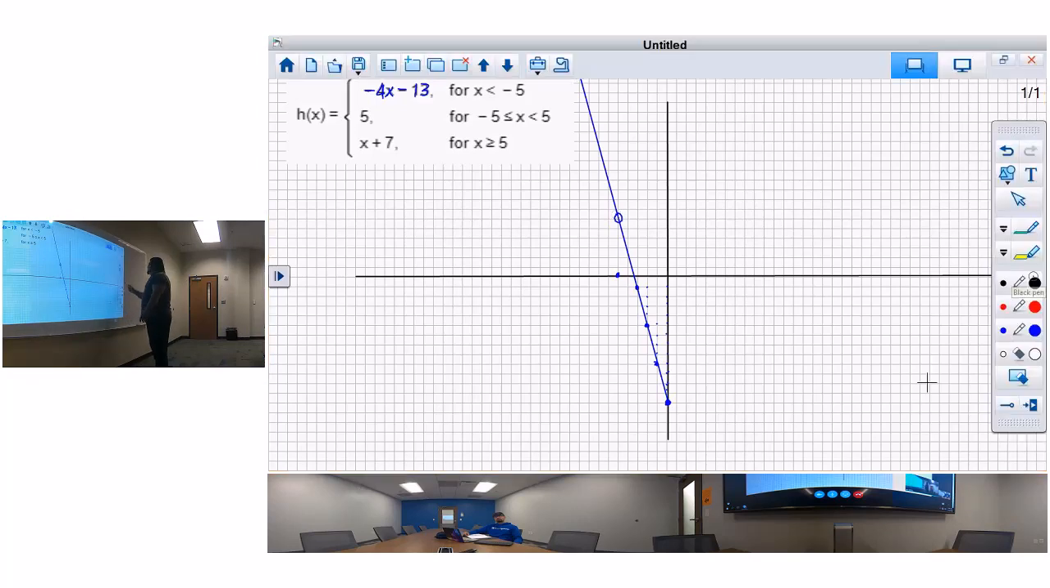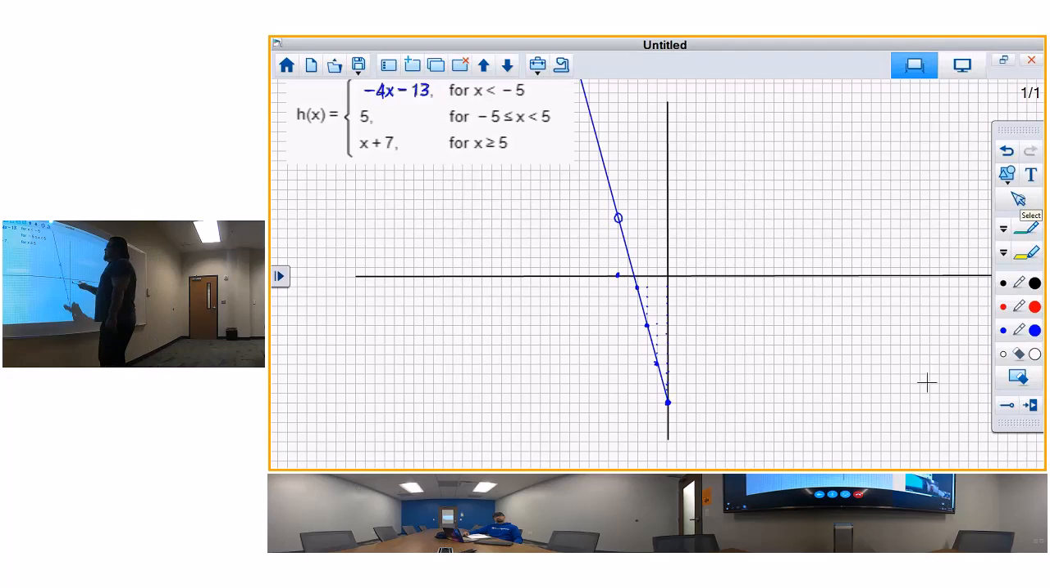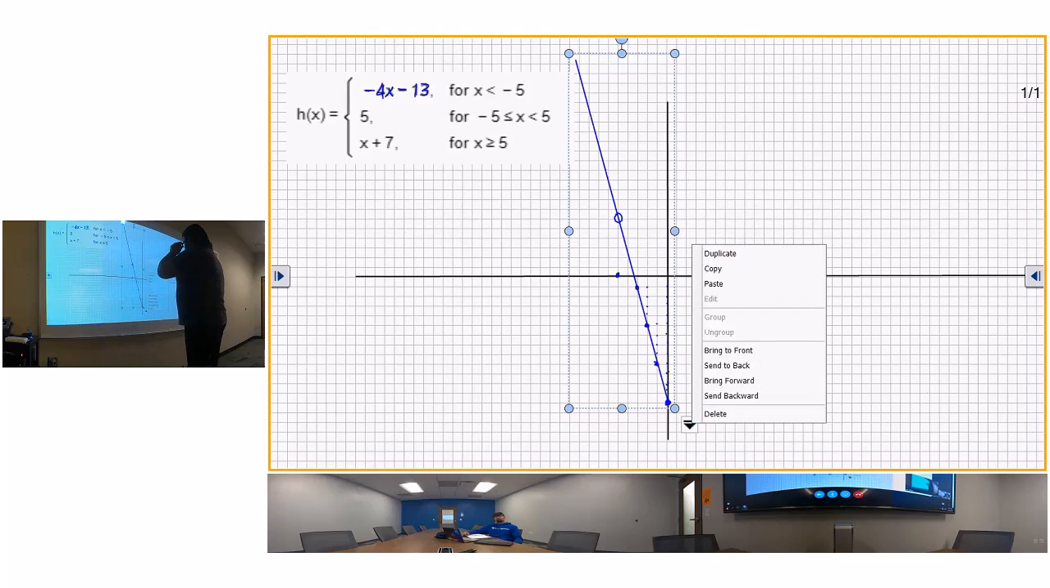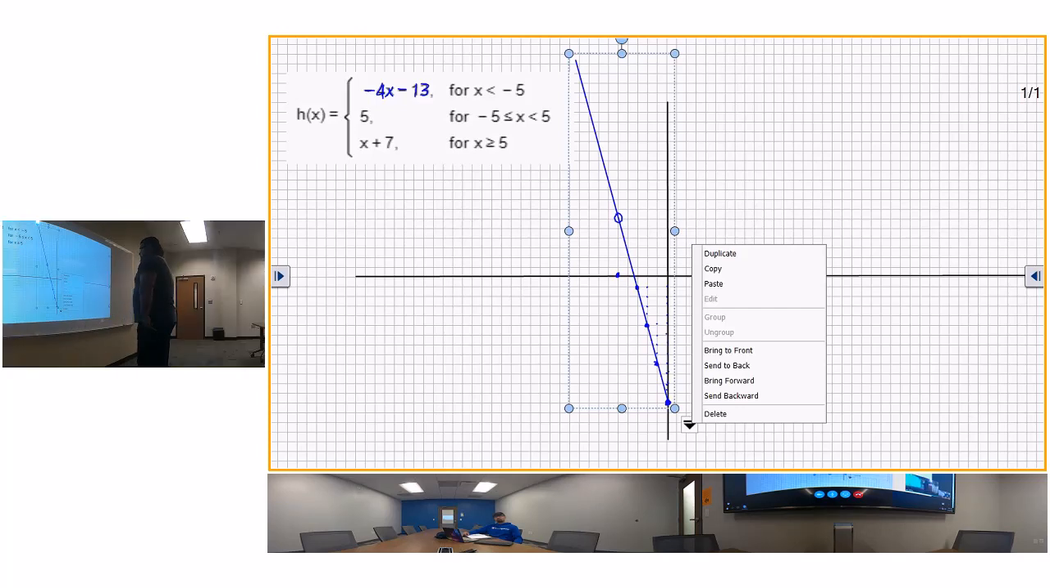Let me try something. This is part of my training that I haven't had. Can I explode that? Nope, I cannot. I was hoping I could ungroup it. If I could ungroup the line, maybe I could erase part of it. But I can't erase part of it, so that's why I drew the circle there.